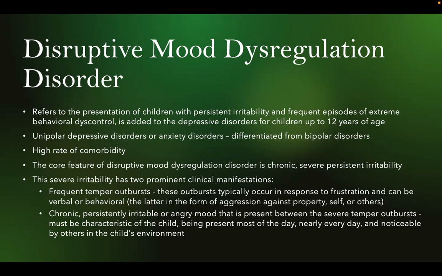This is a pediatric diagnosis. It refers to the presentation of children with persistent irritability and frequent episodes of extreme behavioral discontrol. This was added to depressive disorders for children up to 12 years of age. As we read, the timing of diagnosis for this is between 6 and 12.